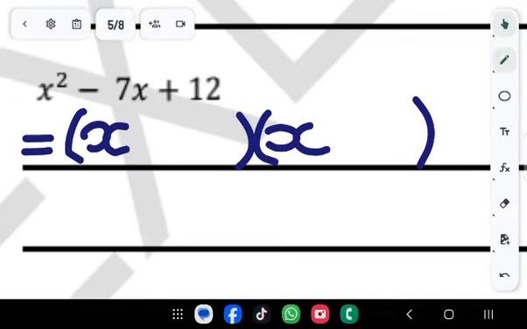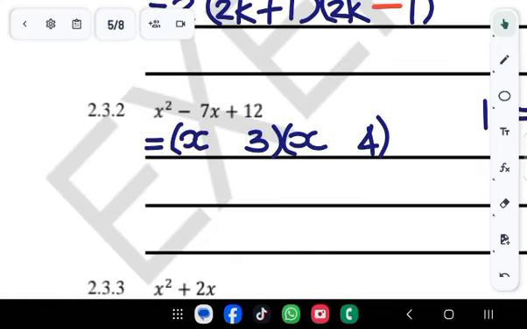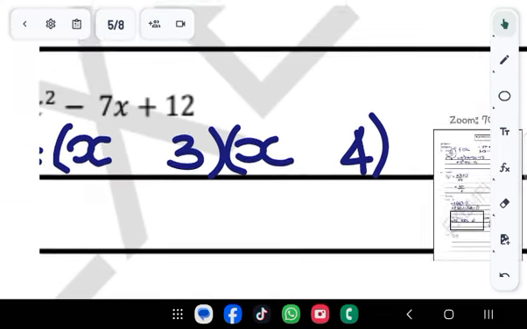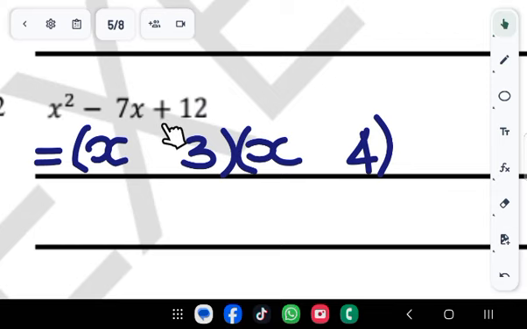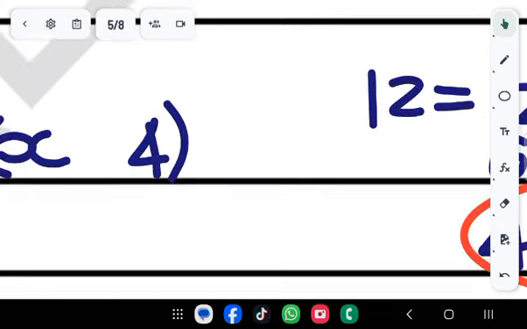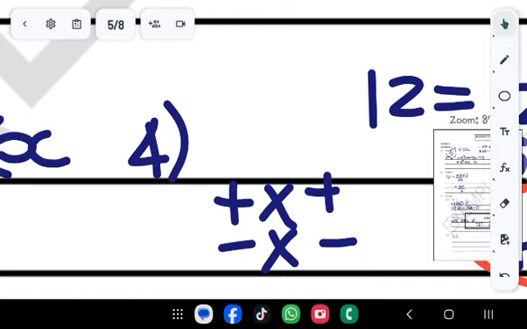It does not matter where you put your 4 or where you put your 3. You can put your 4 here and your 3 there. Now, here is where we need to be very careful. To get the last term, we must either multiply two positives together or multiply two negatives together.